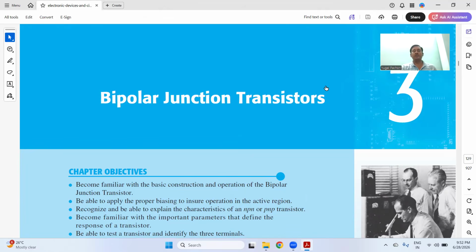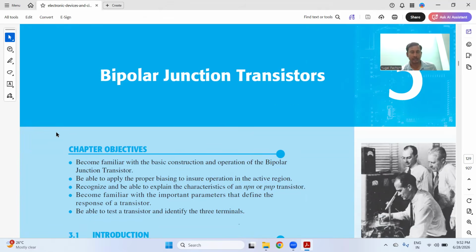Friends, bipolar junction transistor, in short form, is known as BJT. It is a three-terminal device. It has the emitter, it has the base, and it has the collector. It is one of the devices whose output current is quite high, and it has a higher current gain than voltage gain. But as per my understanding, the current gain in BJT is higher, whereas the voltage gain in MOSFET is higher.